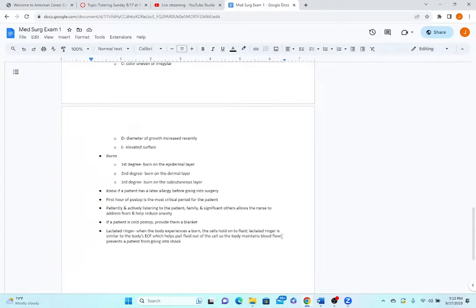Basic teaching about anesthesia, like if a patient says they're going in for, I don't know, an epidural, and they're really nervous about being put to sleep. What might the nurse say? Just knowing what happens with each anesthesia. Okay? I think that's about it for med surg. Any questions on those?